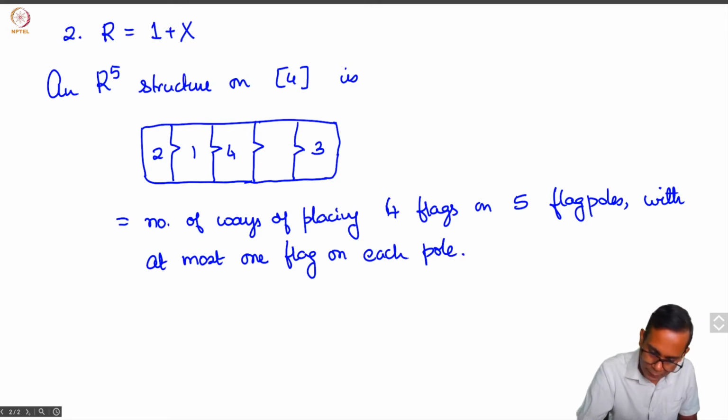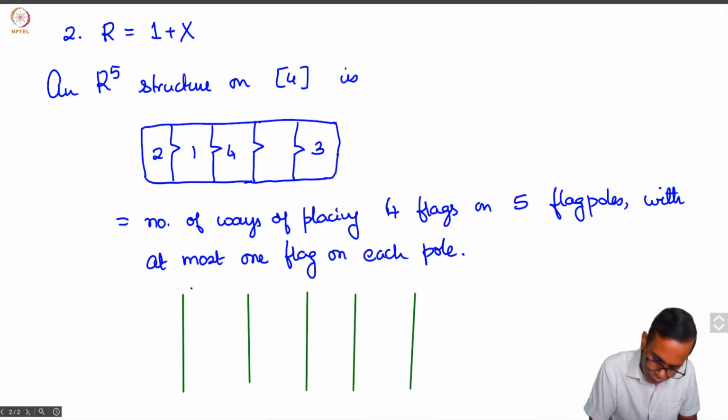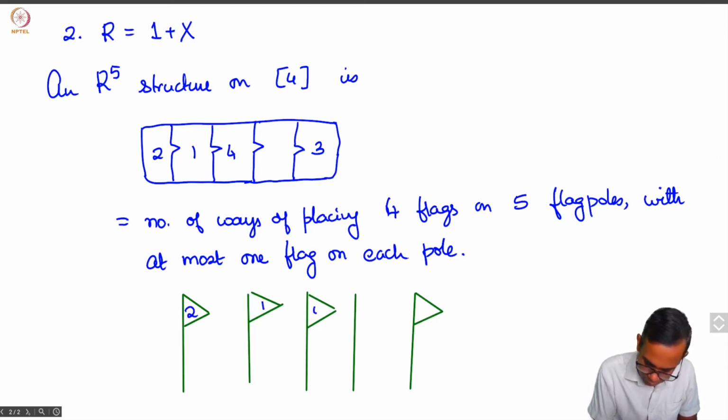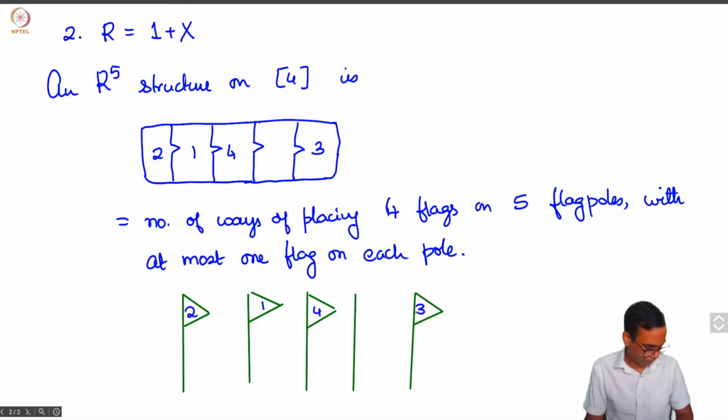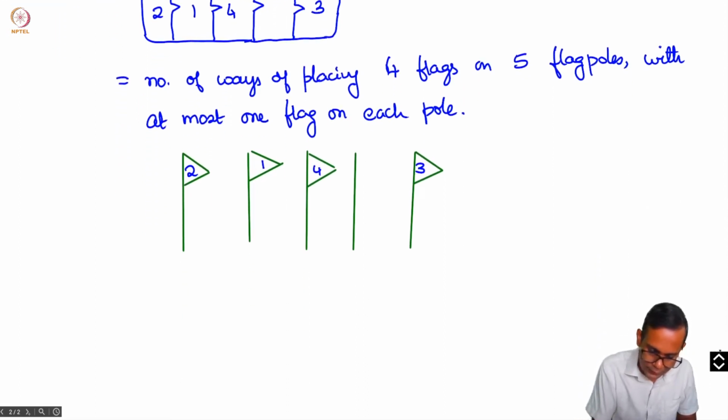So I can describe this by the flags on poles. The picture would be something like this. I have 5 poles, and I have flags on the first, the second, the third and the fifth, and the flags are numbered 2, 1, 4, 3. And if you think about this, then the number of ways of doing this.